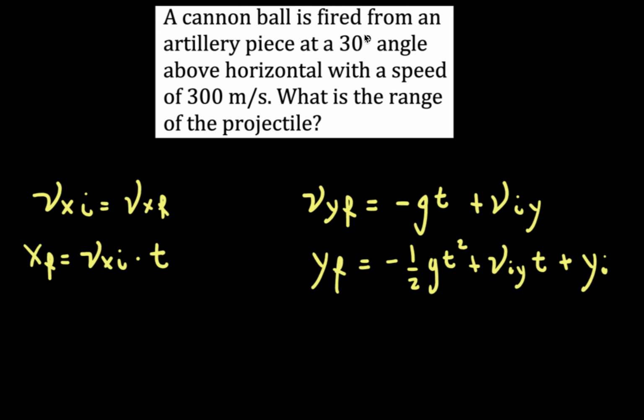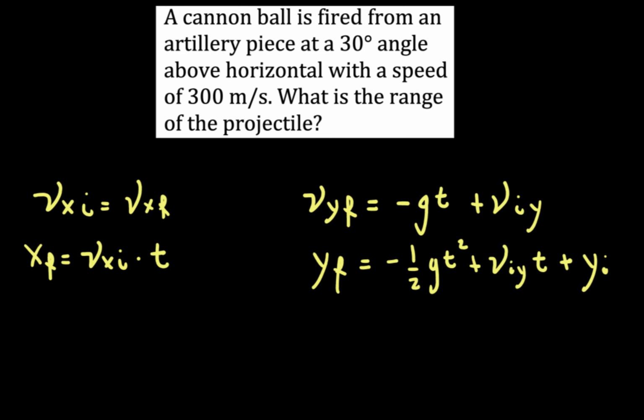For the sake of time, I already went ahead and wrote down the equations of kinematics we'll be using for the x direction and the y direction. The first thing I like to do is pull everything I need from the problem. In this case, the problem doesn't give you a whole lot. It gives you a speed, 300 meters per second, and a direction of 30 degrees above horizontal. Now this is a velocity.